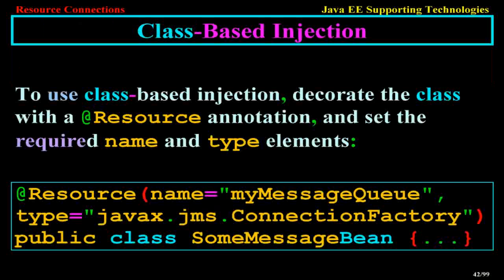Class-based injection. To use class-based injection, decorate the class with a resource annotation and set the required name and type elements. @Resource(name="myMessageQ", type=javax.jms.ConnectionFactory) public class SomeMessageBean.